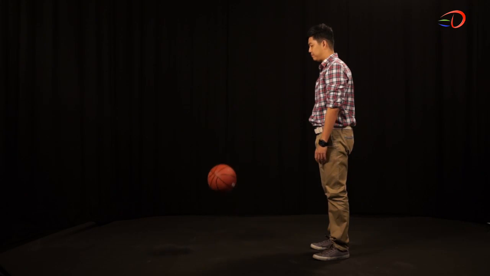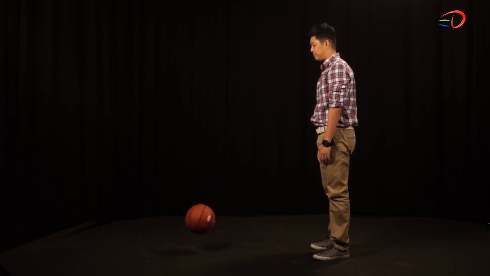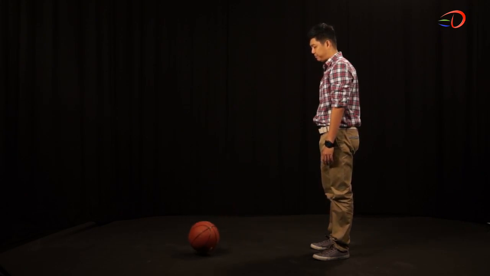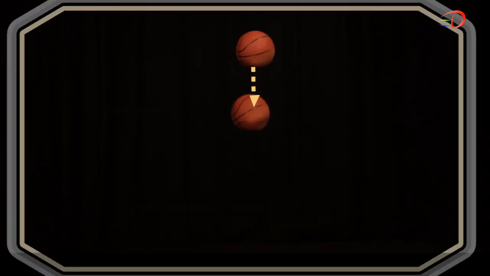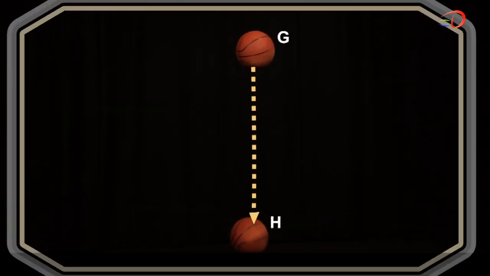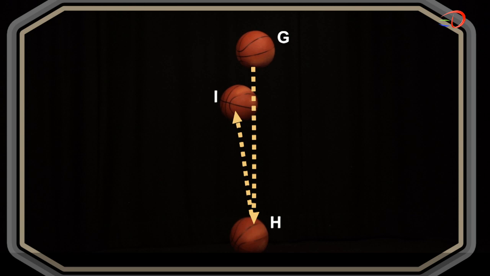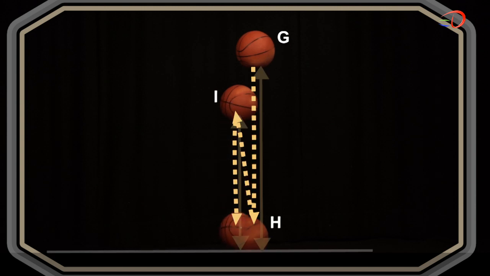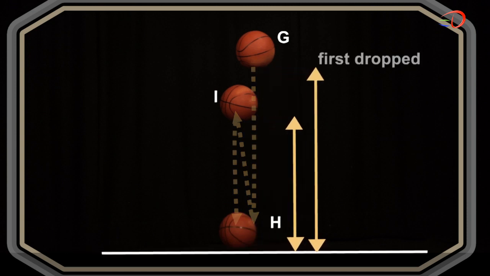Why did the ball bounce back up to a lower height than the height it was dropped from? As the ball drops, it is acting against the frictional force between air and the ball. As it bounces up from H to I, it is again acting against the frictional force between the air and the ball. Therefore, the ball bounces back up to a lower height than it was first dropped.